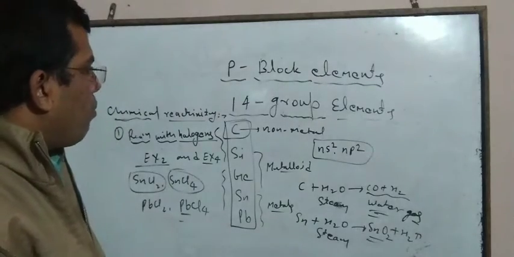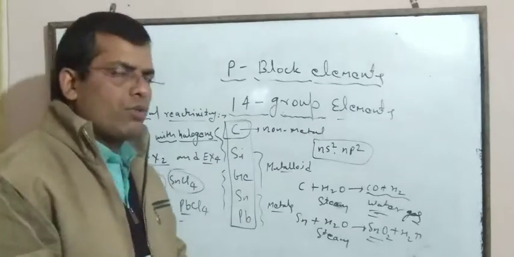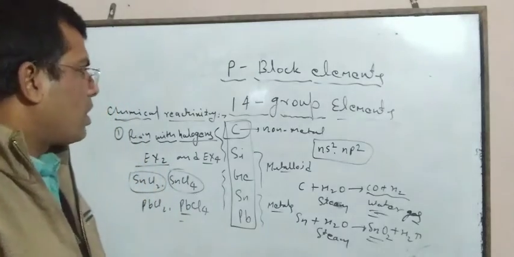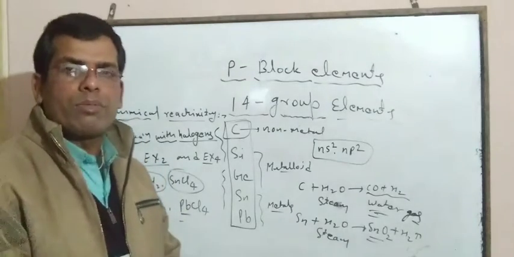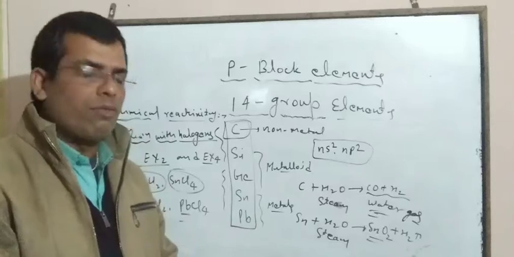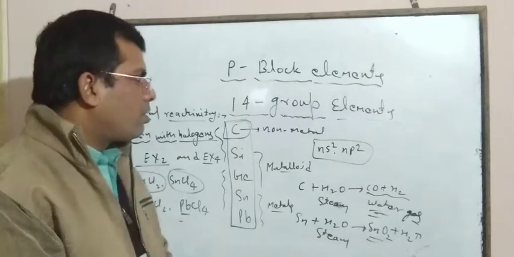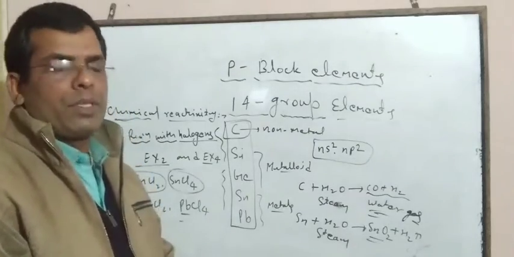Carbon can form allotropes. Allotropism is a phenomenon because carbon has three allotropes: diamond, graphite, and Buckminster Fullerene, whereas other elements of group 14 cannot show allotropism.